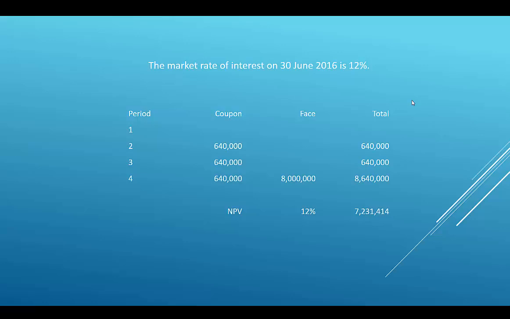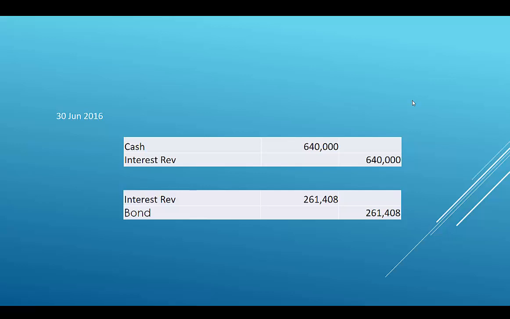So at the end of 2016, 1 year's gone by, and we can see that the fair value of our asset has now gone down from $7.4 million down to $7.2 million, a decrease of $261,408 to be precise. And so now what we need to do is recognise the accounting, and in the journal entries you can see that we have to recognise that we've received a coupon payment of $640,000, and we should recognise that as being interest.